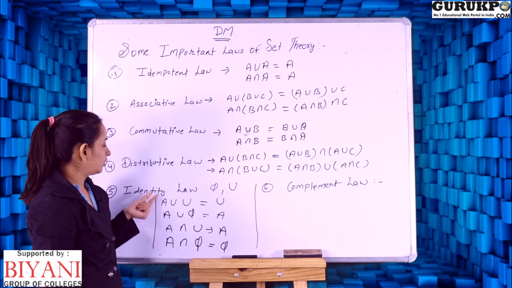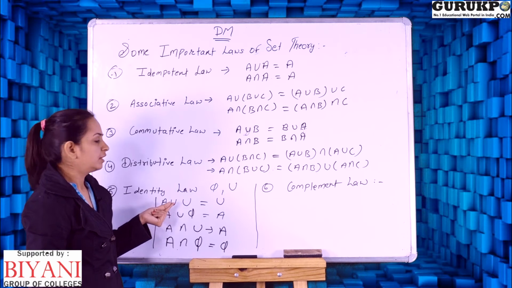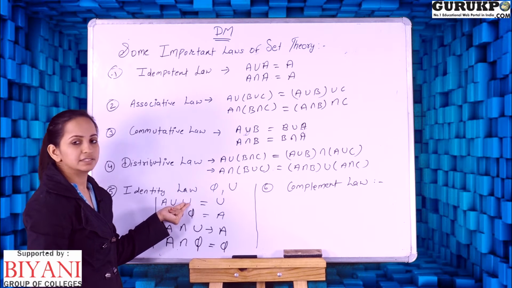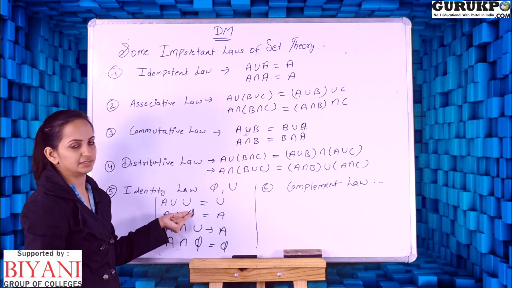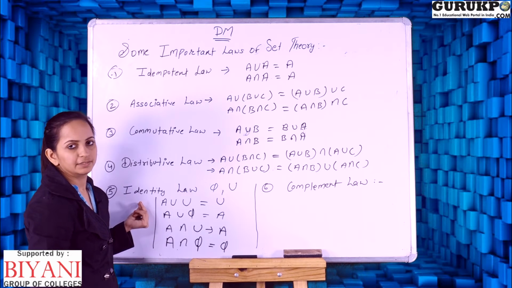So this law is called the identity law, in which we apply the union and intersection operations on my own set with the universal set, and my own set with the phi set. So this law is called the identity law.